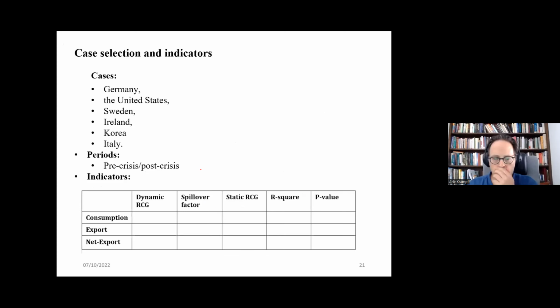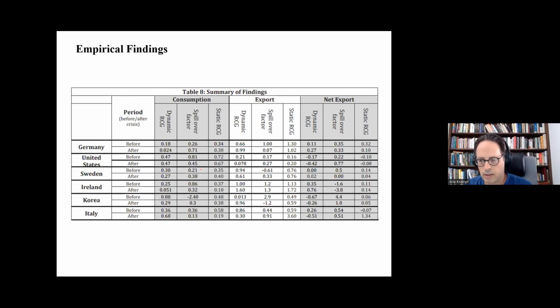Okay, so now the purpose of this article was not to study new states, but rather to calibrate our approach. So we chose countries which are highly studied, and we wanted to see what kind of insights our approach brings in. So we focused on those 6 countries before and after the crisis, and we measured consumption, export, and net export. And for each demand component, we measured dynamic RCG, spillover factor, static RCG, and R-square and p-value. I will start presenting the findings. When I come to the end of my lecture, please remind me and I will wrap up.